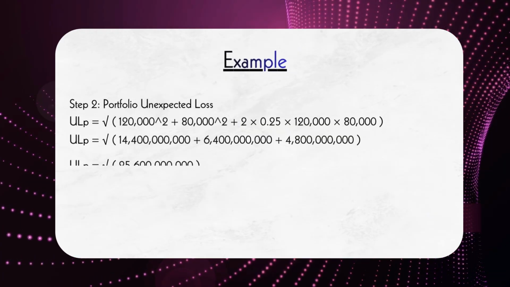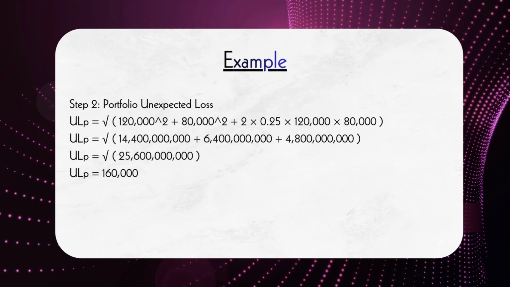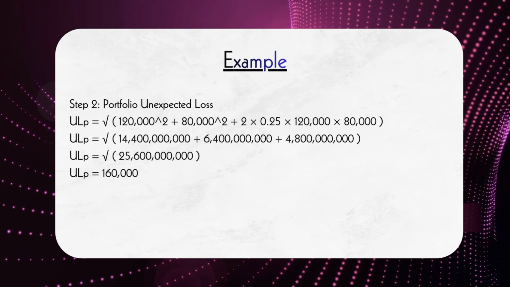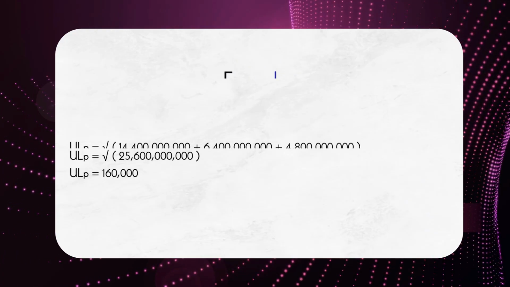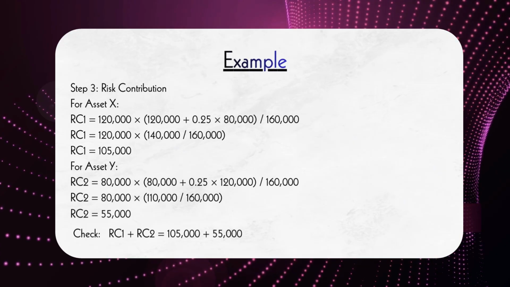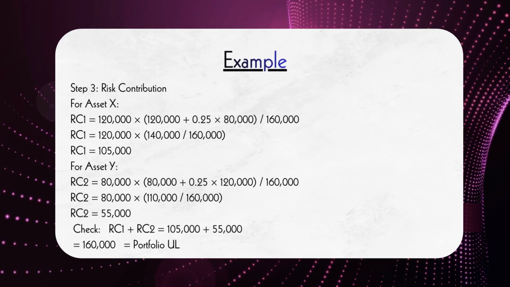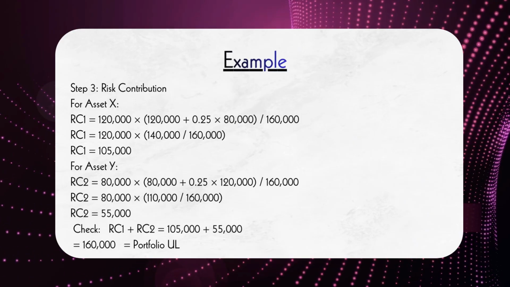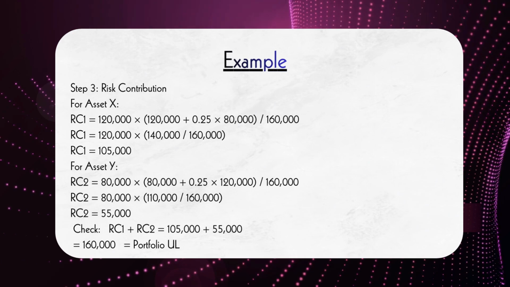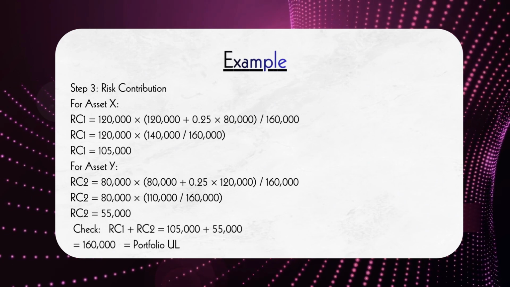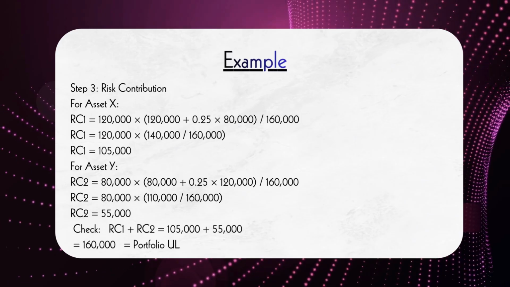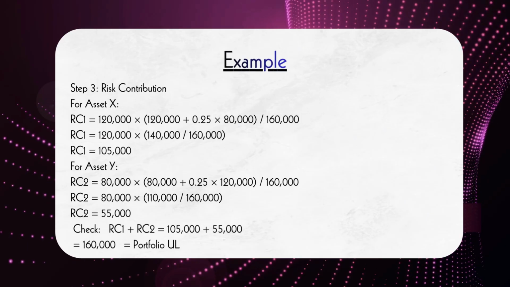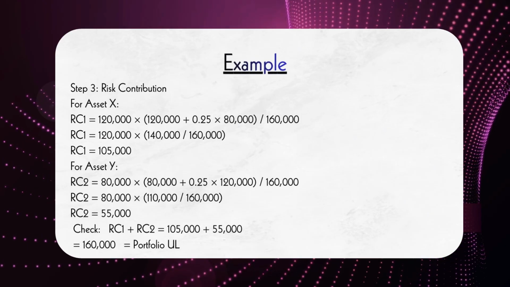Unexpected losses are 120,000 and 80,000, and correlation is 0.25. Using the portfolio formula, total unexpected loss becomes 160,000. Then we calculate risk contribution. Asset X contributes 105,000 and asset Y contributes 55,000. When we add both, we again get 160,000, which matches portfolio unexpected loss. This shows an important concept: diversification reduces risk, and correlation plays a major role in portfolio risk measurement.